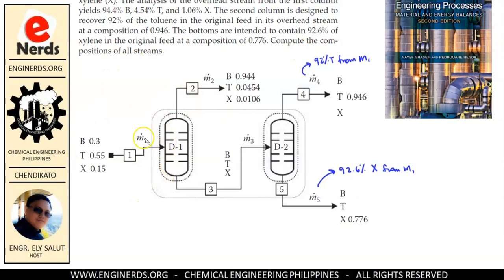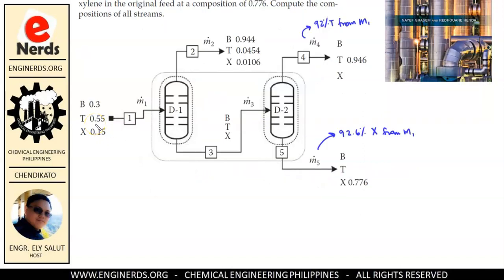Okay? So, our requirement is to compute the compositions of all streams. So, kailangan natin makuha yung values ng lahat ng ating streams, M1, M2, M3, M4, and M5, and determine its composition. Okay, so gaano karami ang mga components natin sa bawat units.